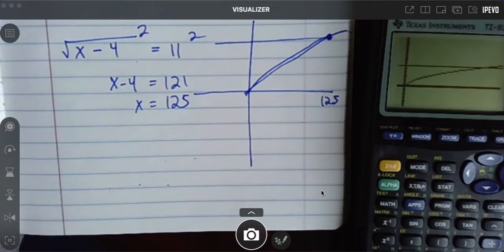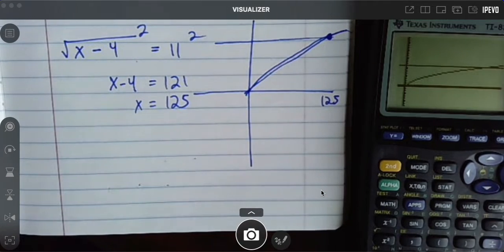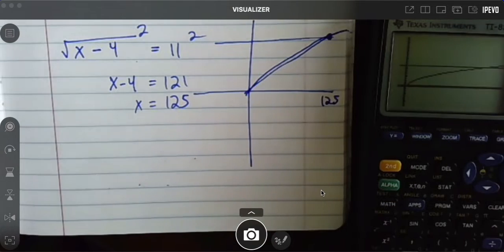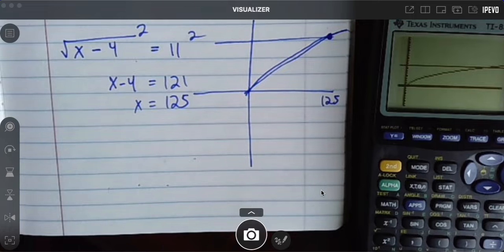But now, the next one, boys, let me find one similar. No, we're not going to solve it. I am going to show you how to graph those. So x minus 3 equals 144.